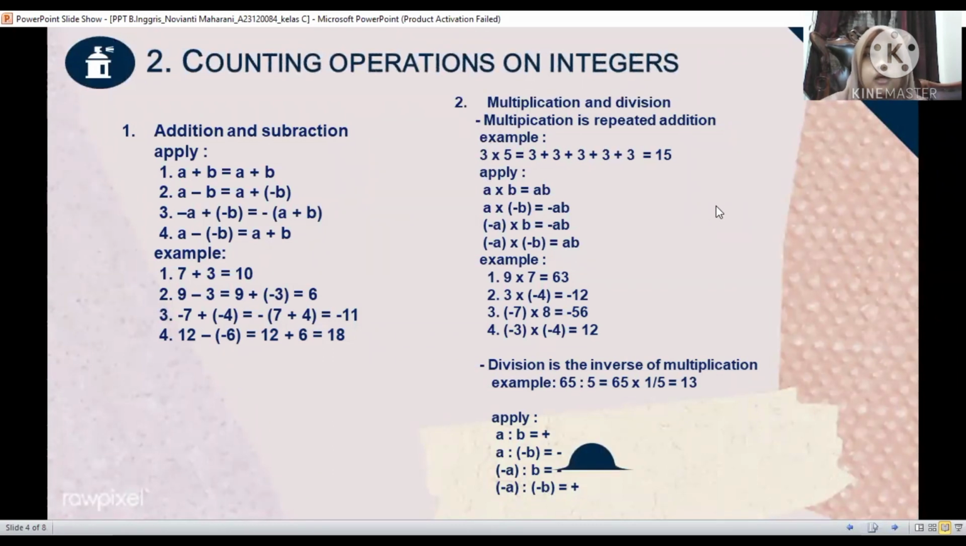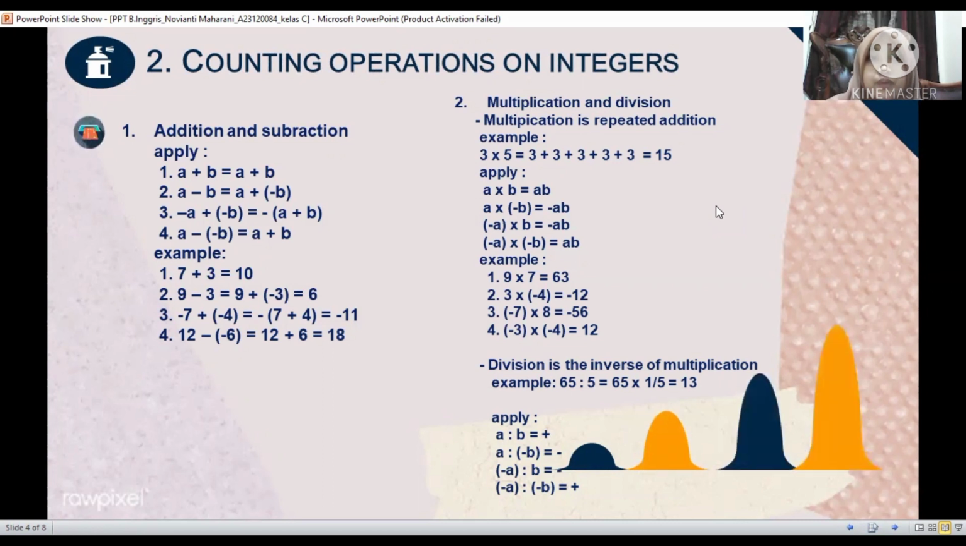The second, counting operations on integers. 1. Addition and subtraction. 1. A plus B equals A plus B. 2. A minus B equals A plus negative B. 3. Negative A plus negative B equals negative in brackets A plus B. 4. A minus negative B equals A plus B.